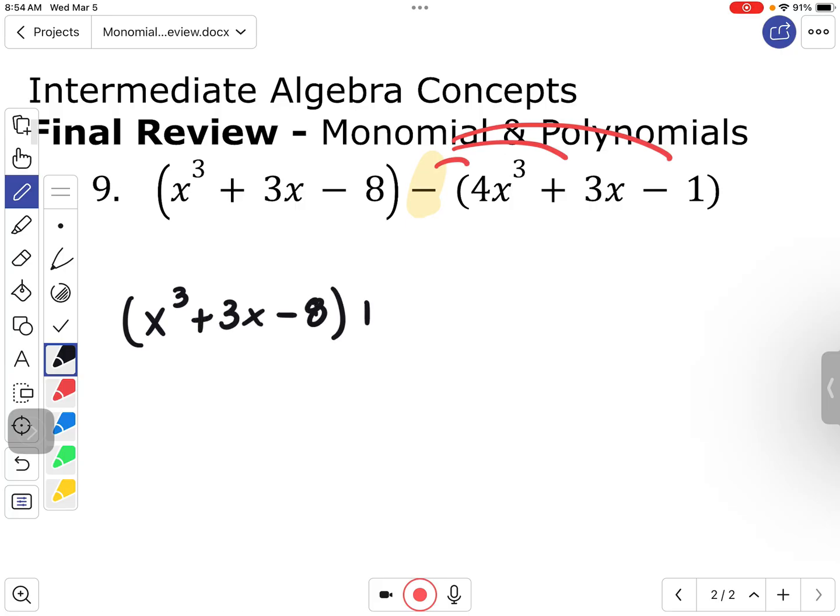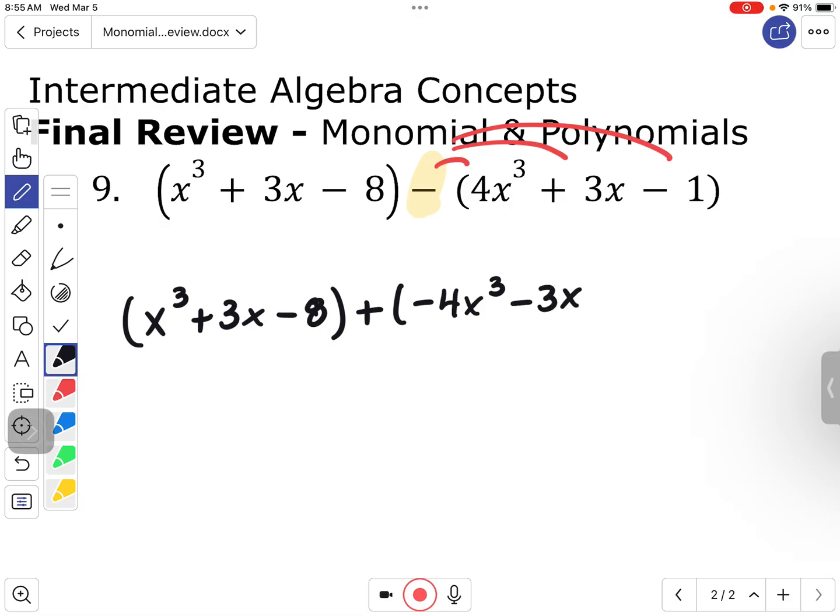My minus is going to turn to a plus. And then my second set, because my 4x to the third was a positive 4x and I distributed that negative, now it's going to be the opposite. So it's going to be negative 4x to the third. Because my 3x was positive, I'm going to do the opposite.